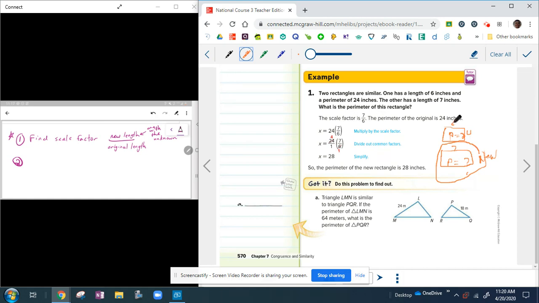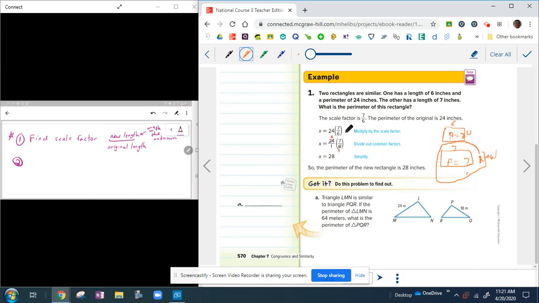We find the corresponding side lengths, 6 and 7, and we put the new side length on top. So see how they put 7/6? So now that we have the scale factor, we're just going to multiply that by the original perimeter. Right here, the perimeter of the original shape is 24. We multiply that by the scale factor, and we get the new perimeter right there of 28.